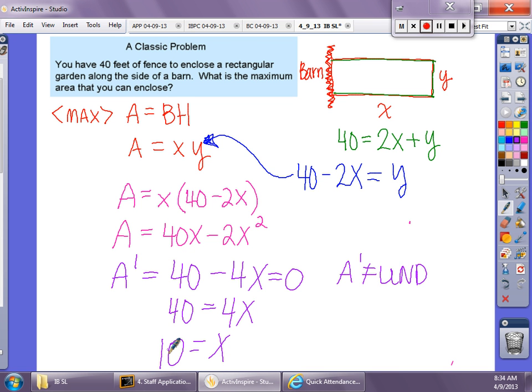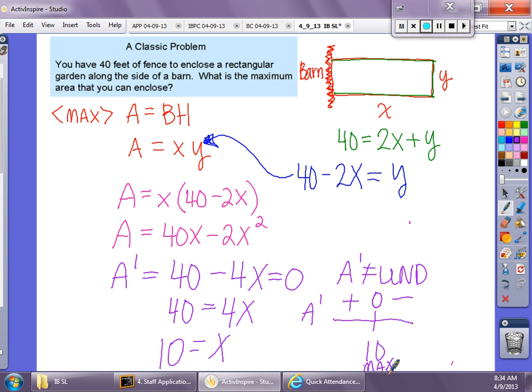So then you go back and you double check. Let's just really double check if 10's really going to give us a maximum. So there's my A prime sign chart. If I put 10 into my derivative, I do get 0. But if I put, say, anything to the left of it, 0, I get a positive. Put 1,000 into my derivative, I get a negative. Therefore, I am guaranteed that that's a maximum. So that is my maximum.